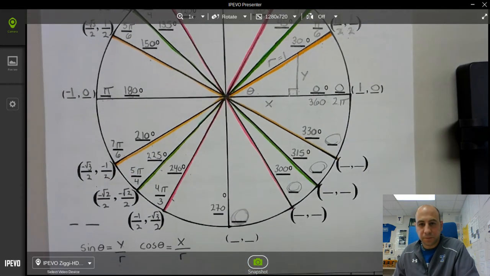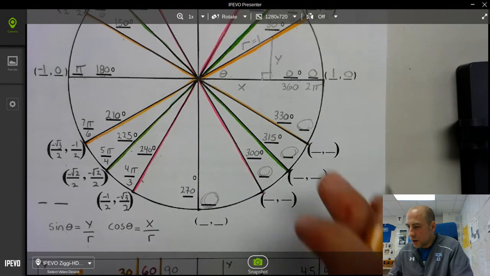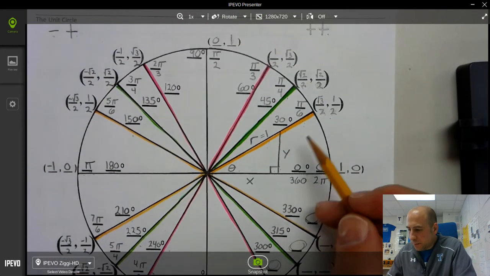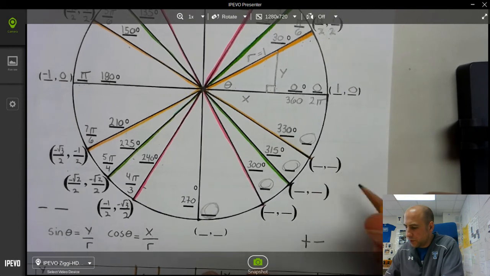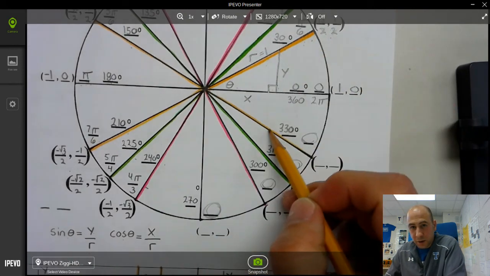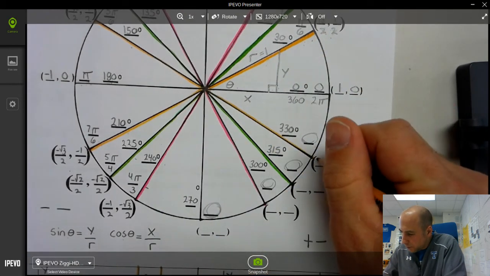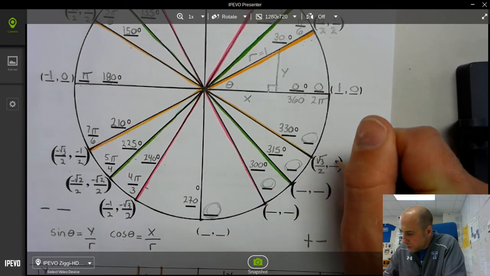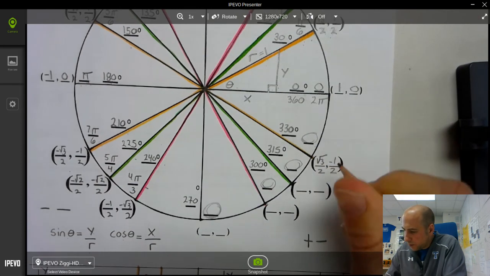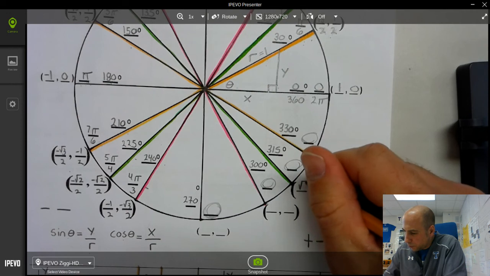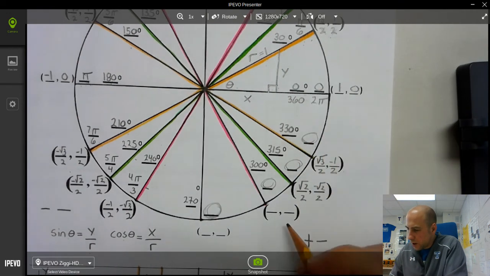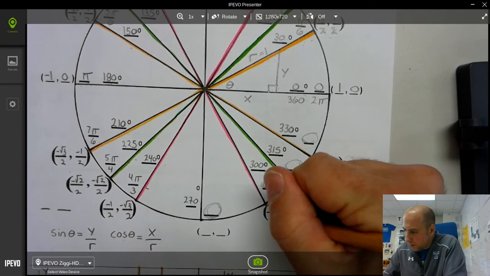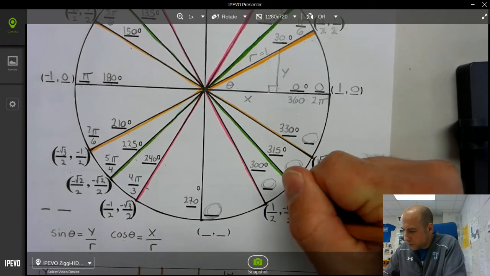And then here, again, same points, but this quadrant is positive, negative. Following and connecting the yellow line, this is positive square root of 3 over 2, negative 1/2. This is positive square root of 2 divided by 2, negative square root of 2 over 2. And this is 1/2, negative square root of 3 over 2.